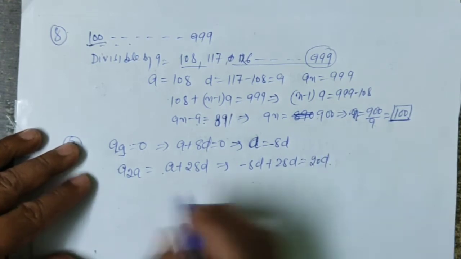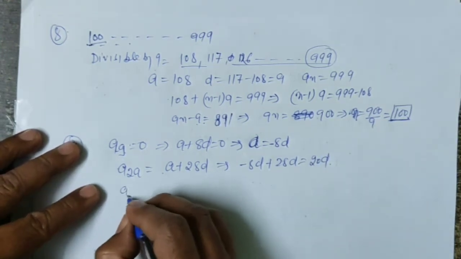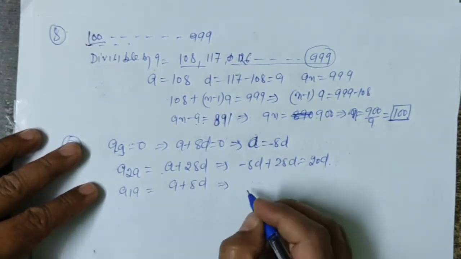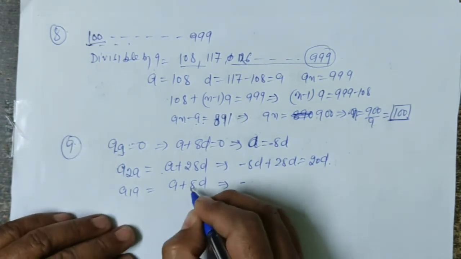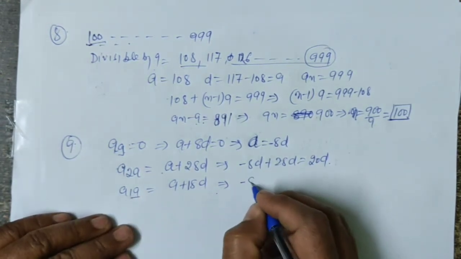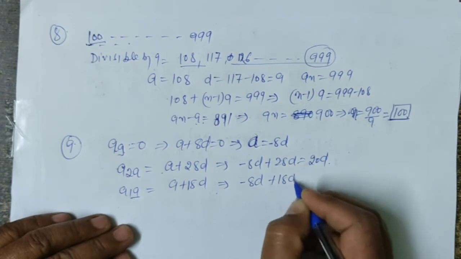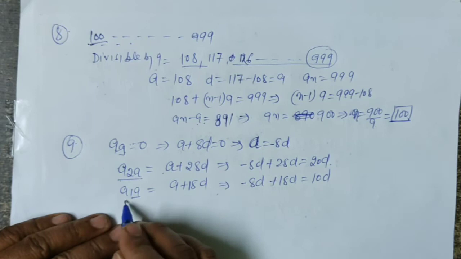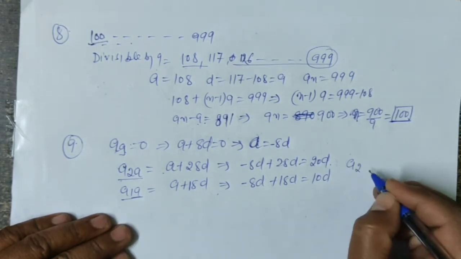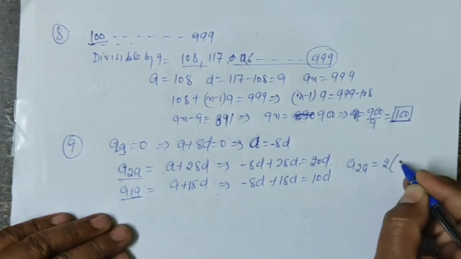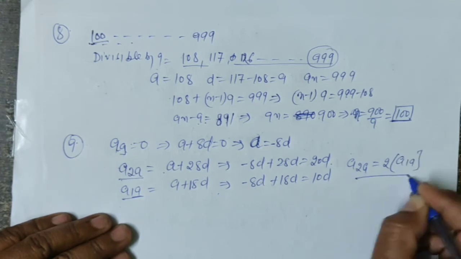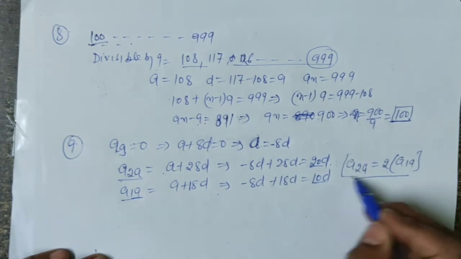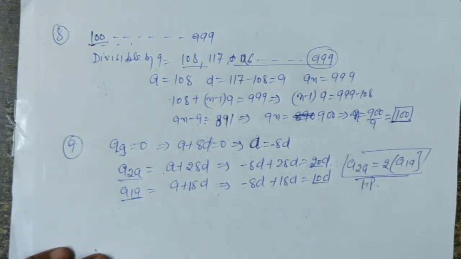It is 20D. Okay. Now the 19th term. The 19th term will be A plus 18D. That will be minus 8D plus 18D, and it is 10D. Now what is the thing? See, beta, A29 is twice of A19. Clearly A29 is twice of A19. Hence proved. This is 20D, this is 10D. Twice of 10D equal to 20D. This is proof. Hence proved.